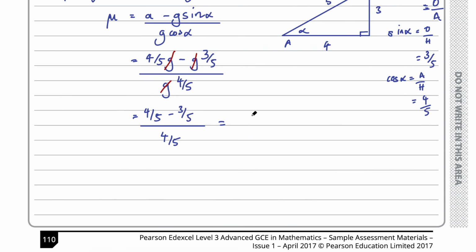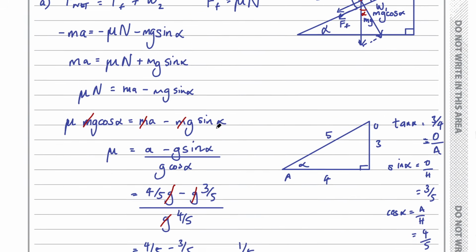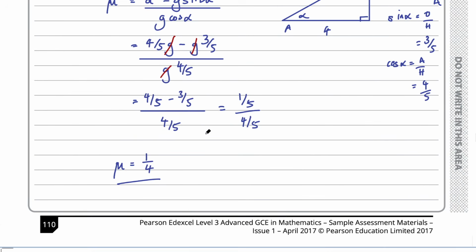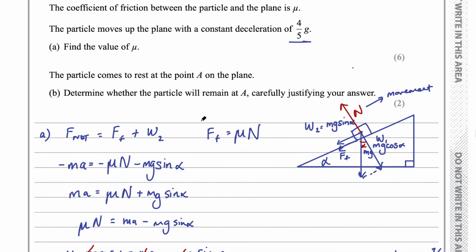So 4 on 5 take 3 on 5, that's 1/5 divided by 4/5. 1/5 divided by 4/5, that's going to be 1/4. So we end up with mu equaling 1/4, and we're done. So that's the coefficient of friction. Okay, back to the question.